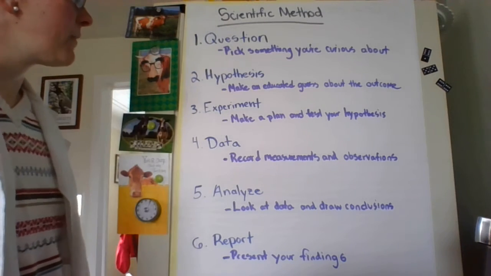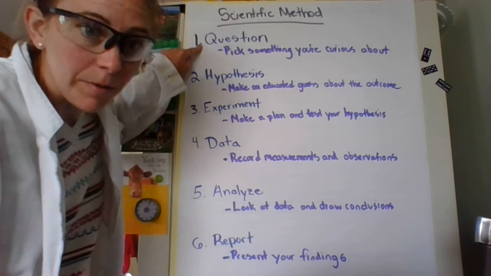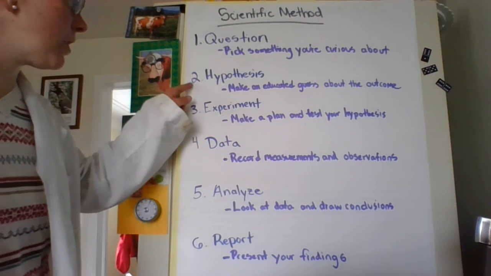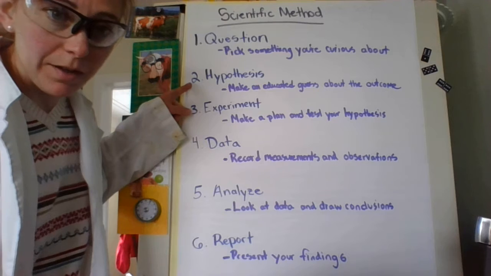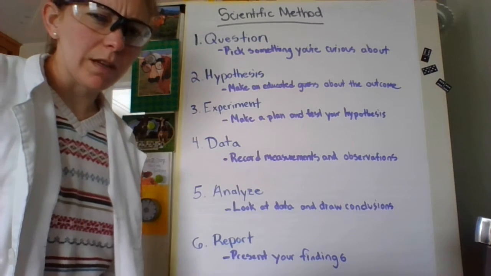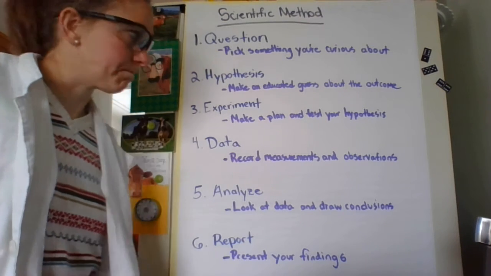So the first part of the scientific method is question. You have to pick something to answer, and I found something that I'm curious about. The next part of the scientific method is hypothesis. You have to make an educated guess about what you think the outcome will be. What do you think the answer is to your question?